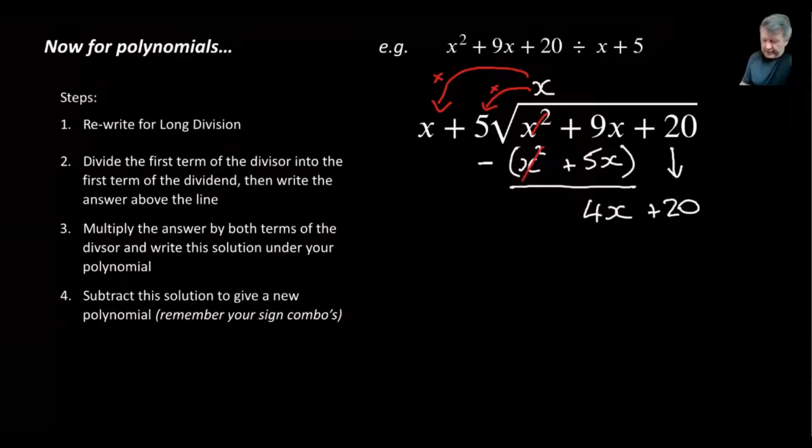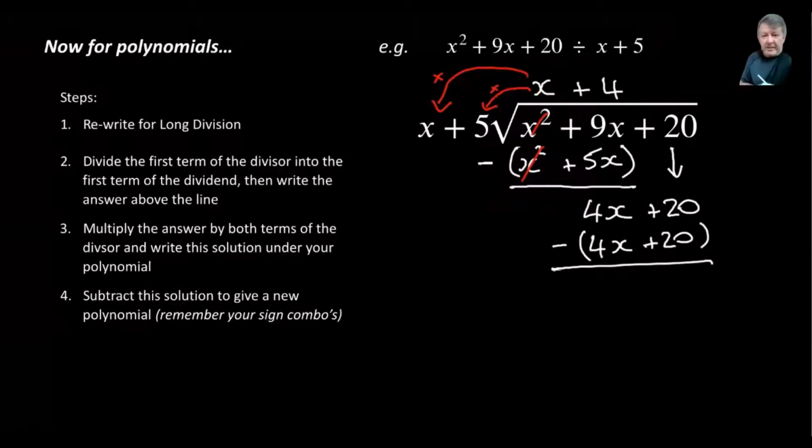Same deal again, go back to the x. That's our first one. We're going to divide that x into 4x. So x times what is 4x? So x times 4. So plus 4. X times 4 is 4x. 4 times 5 is 20. Put it in brackets, minus 2.